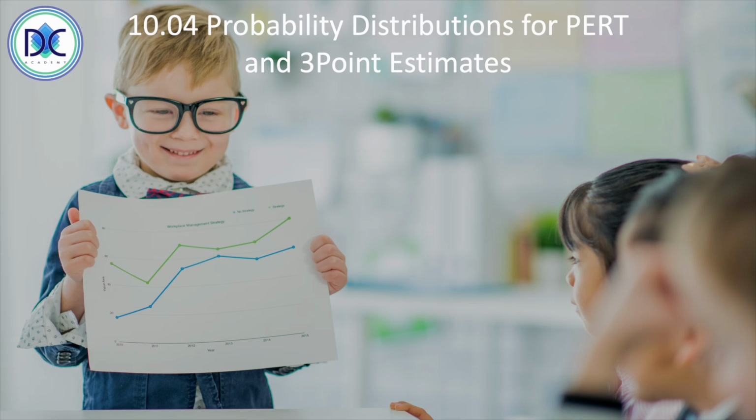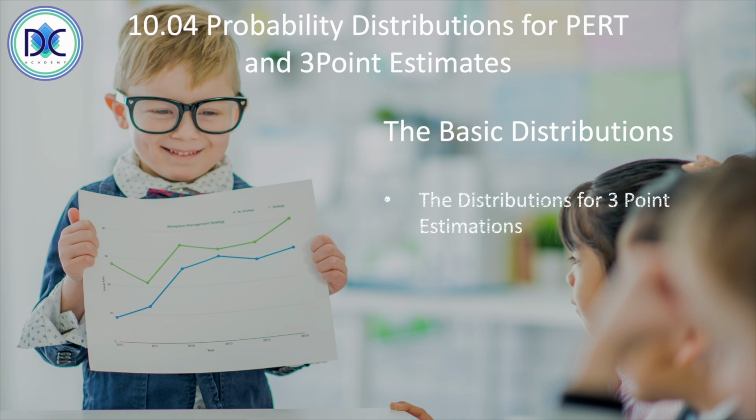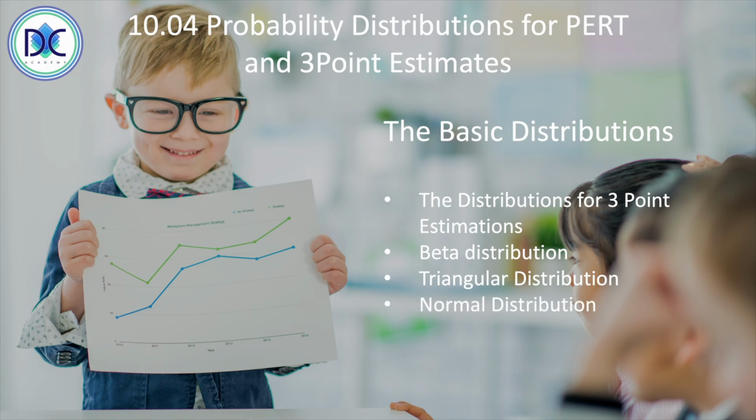And in this video, I'm going to describe the different probability distributions that we're going to use to calculate PERT and 3-point estimates. First, we're going to look at the basic distributions that we will use for calculating the 3-point estimates. We look at the first distribution, which is the beta distribution. Then we look at the triangular distribution, and then we look at the normal distribution. So these are the three basic probability distributions that I will be using to work with 3-point estimates.